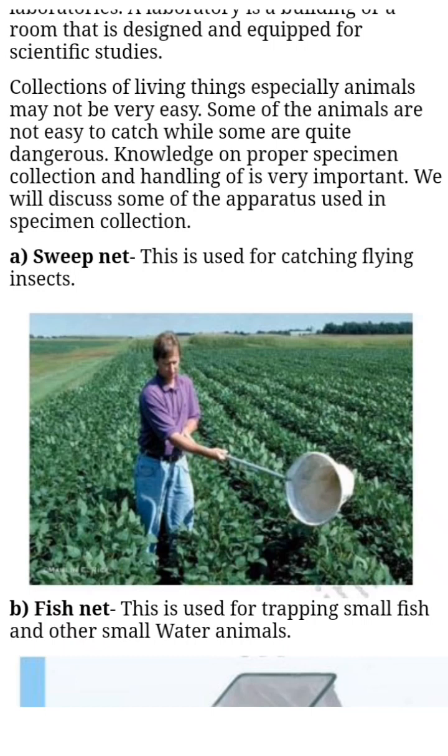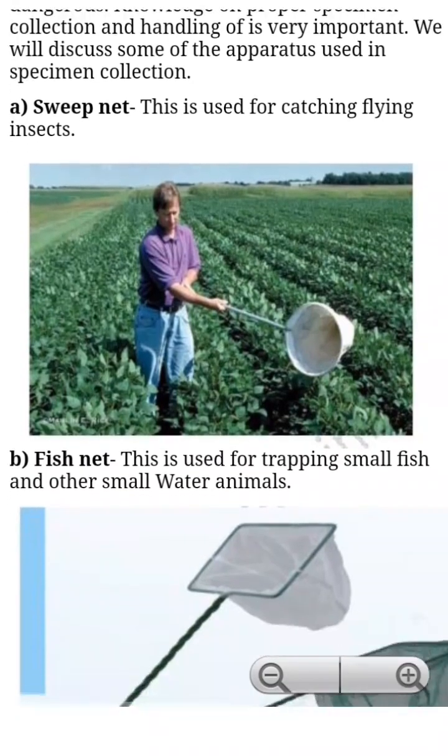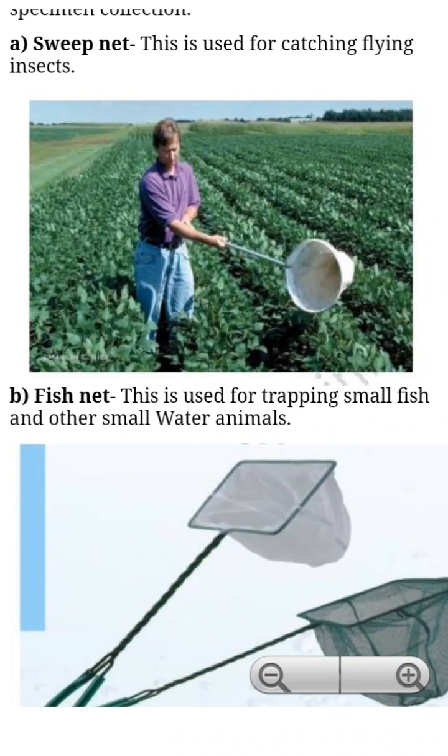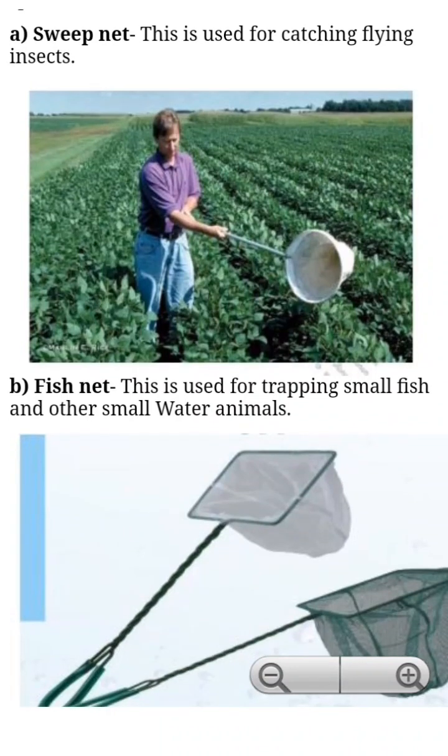Knowledge of proper specimen collection and handling is very important. So we are going to discuss some of the apparatus used in specimen collection. We are going to start with a sweep net. A sweep net is used for catching flying insects. As shown in the figure below, we can see a person collecting or trying to catch a flying insect using a sweep net.